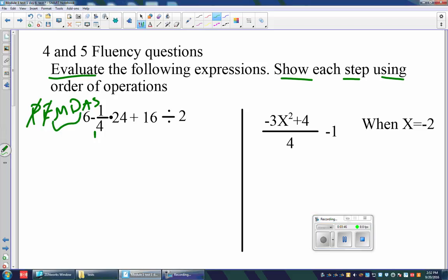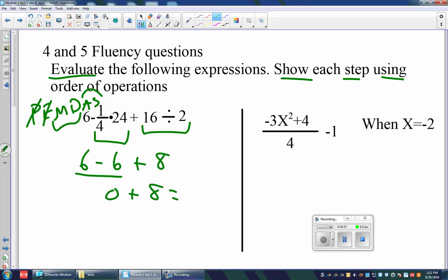So you have to do 1/4 times 24. 1/4 times 24 on the calculator says 6, plus 16 divided by 2 is 8. This is the least amount of work that you got to show. Then addition and subtraction from left to right as it appears. 6 minus 6 is 0, plus 8 is 8.